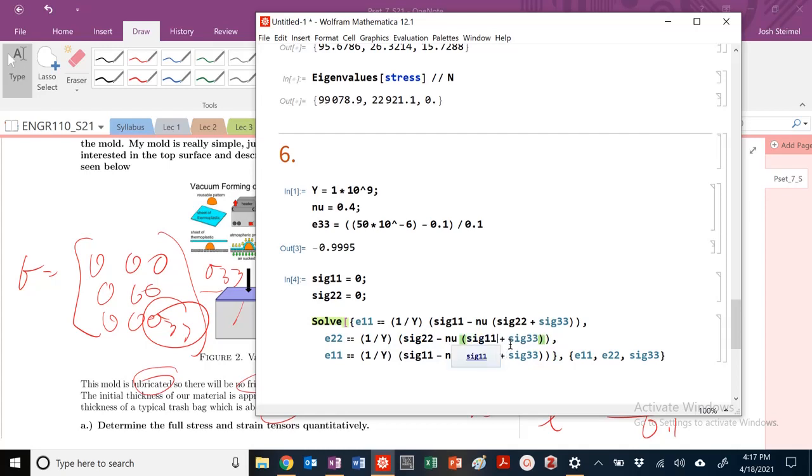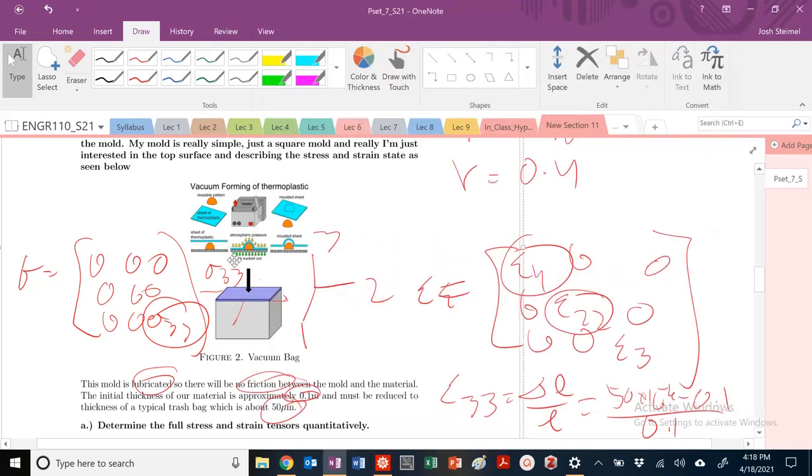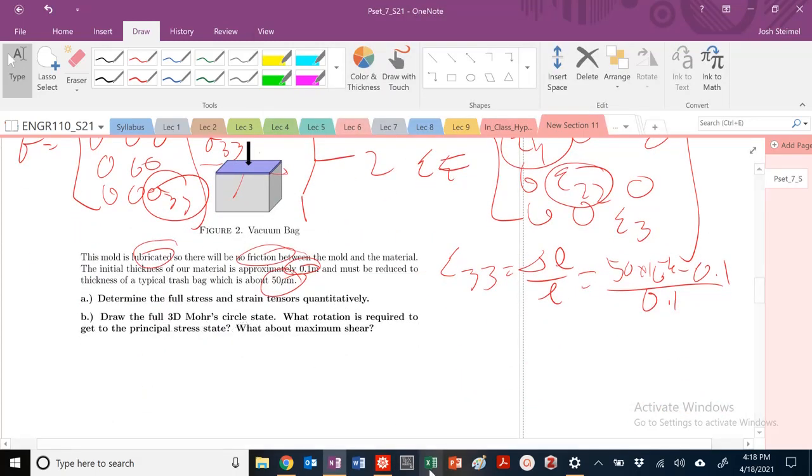I need this to be 1, I need this to be 3, I need this to be 3, and I need this to be 1. And with that, I can close that up, solve for it, and it kind of makes sense. Look at compressive stress, positive stress, or positive strain, because they're expanding. Looks good. Draw the full Mohr circle space.